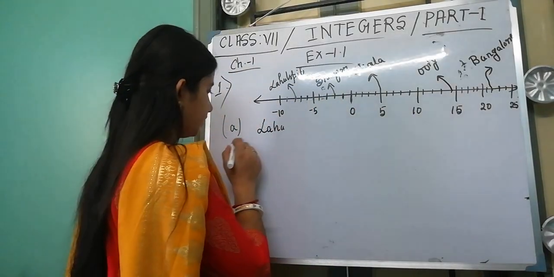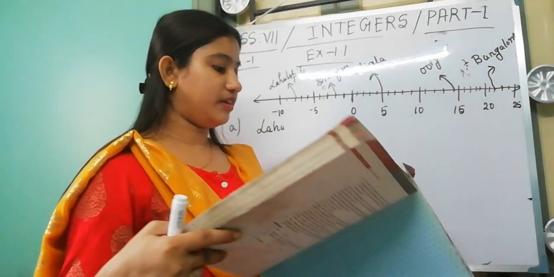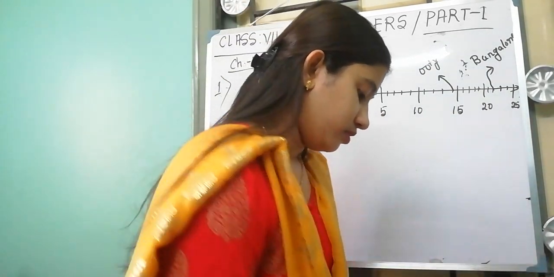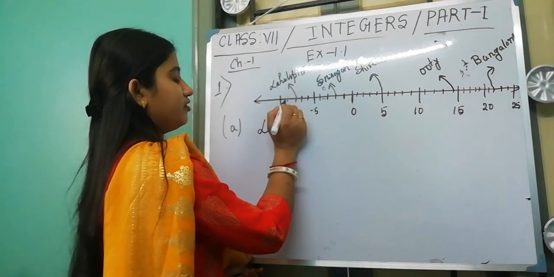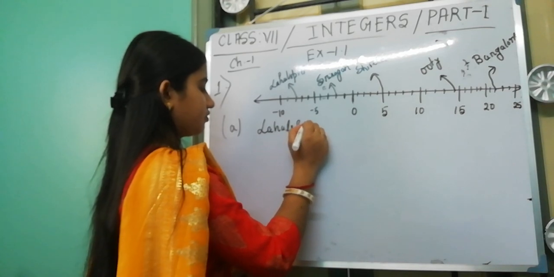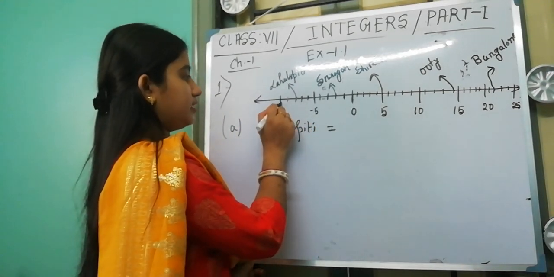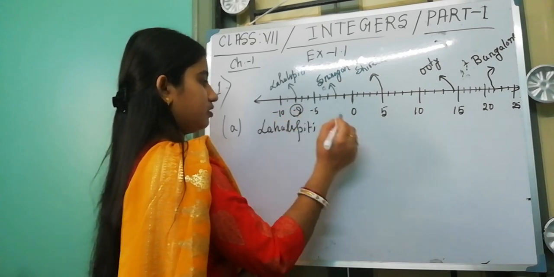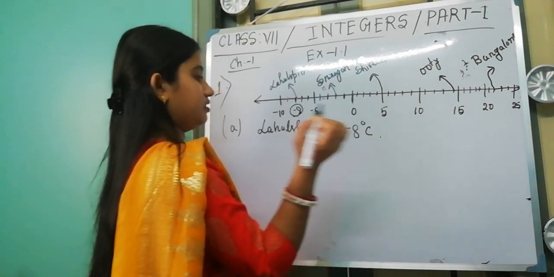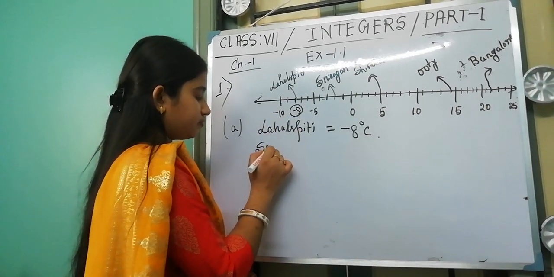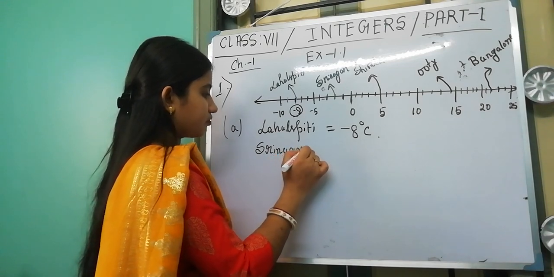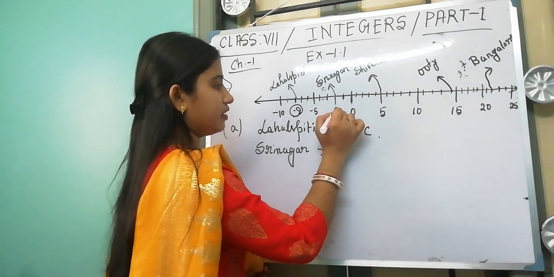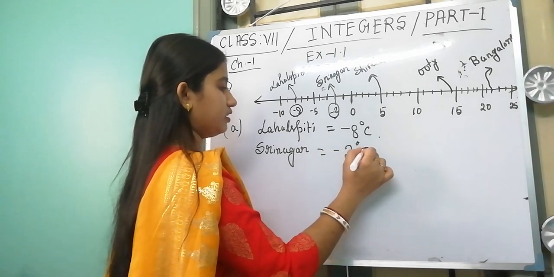So here question number A. Observe this number line and write the temperature of the places marked on it. Start from Lahul Spiti. This temperature, minus 10, minus 9, minus 8, is marked on this place. Minus 8 degree Celsius. And next Srinagar. This is 0, this is minus 1, minus 2. So Srinagar is at minus 2, that means minus 2 degree Celsius.